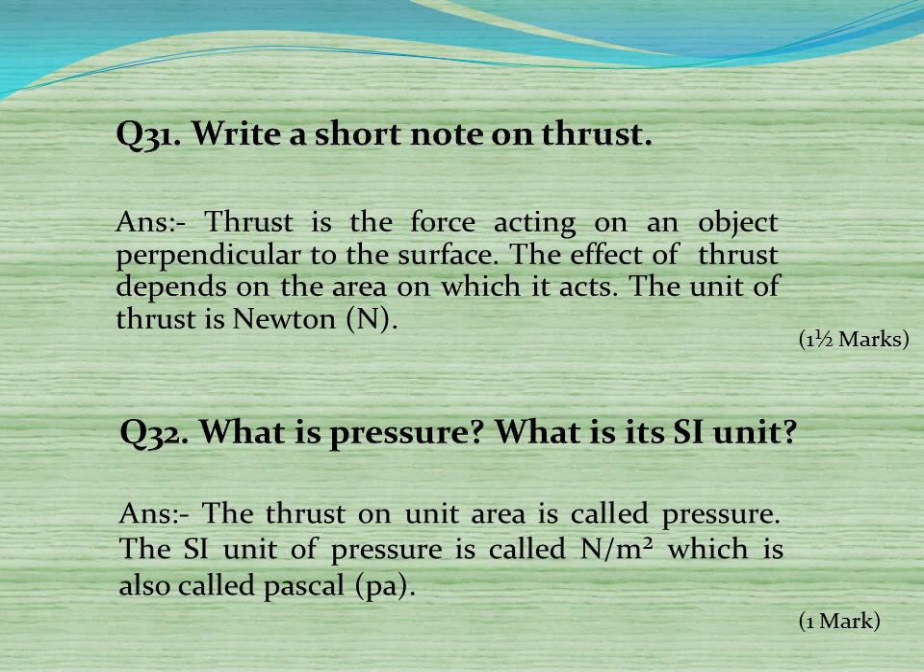Question number 31. Write a short note on thrust. Answer. Thrust is the force acting on an object perpendicular to the surface. The effect of the thrust depends on the area on which it acts. The unit of thrust is Newton. Question number 32. What is pressure? What is its SI unit? Answer. The thrust on unit area is called pressure. The SI unit of pressure is called Newton per meter squared, which is also called Pascal, Pa.